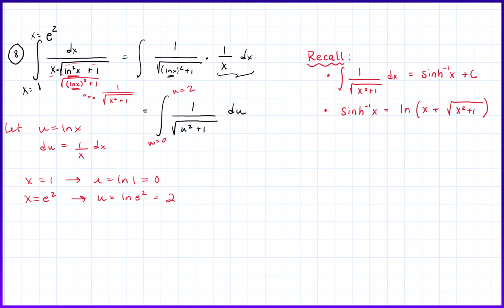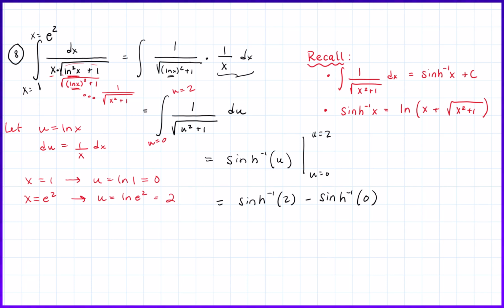And now we can go ahead and use that integral formula. This is equal to the inverse hyperbolic sine of u evaluated from u equals 0 to u equals 2. So that's equal to the inverse hyperbolic sine of 2 minus the inverse hyperbolic sine of 0.